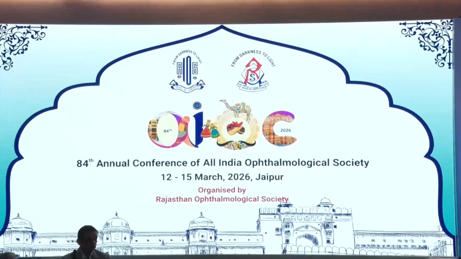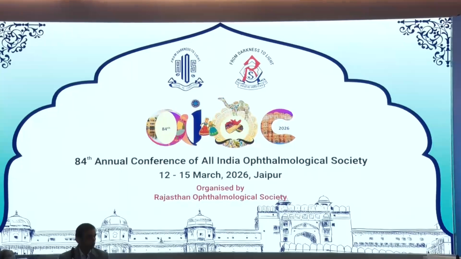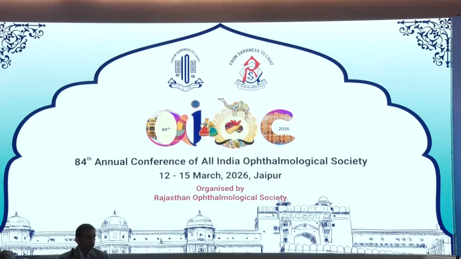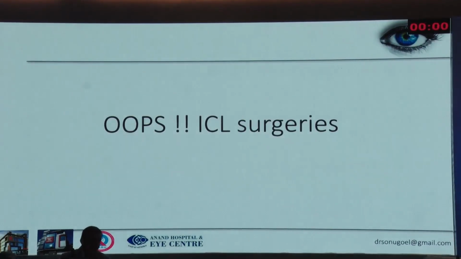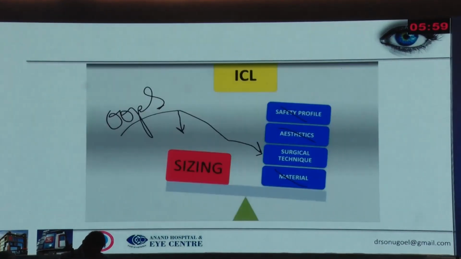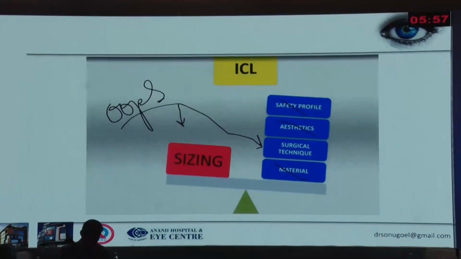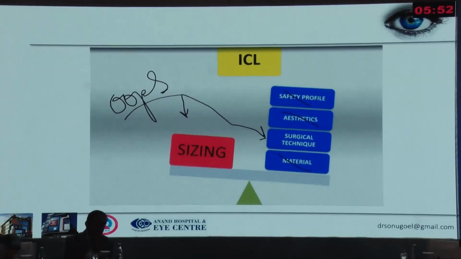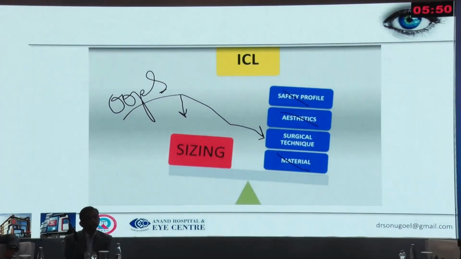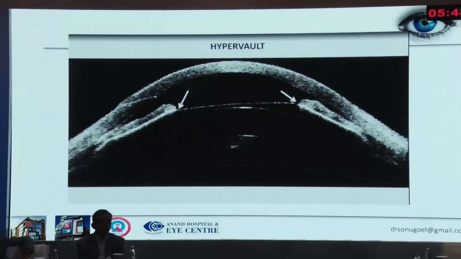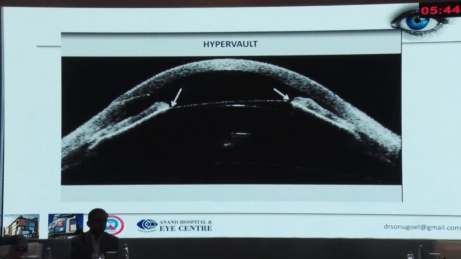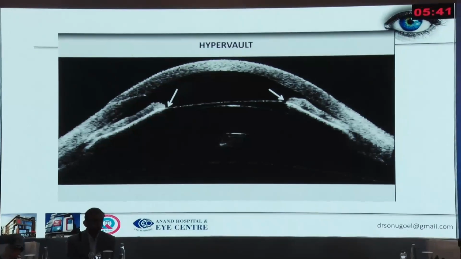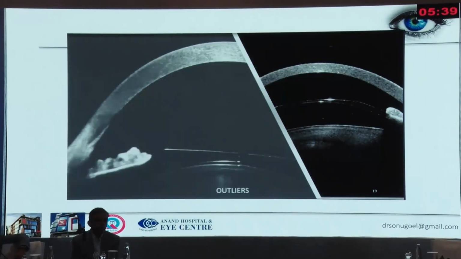So I think when we talk of the ICL surgeries, the biggest challenge... So, oops in ICL surgeries. When you're talking of refractive surgeries based on ICL, the biggest problem or the biggest oops would come either from the sizing or from the surgical technique. We all know that we are very cautious to avoid these conditions, when you have an excessive vault or a very low vault.